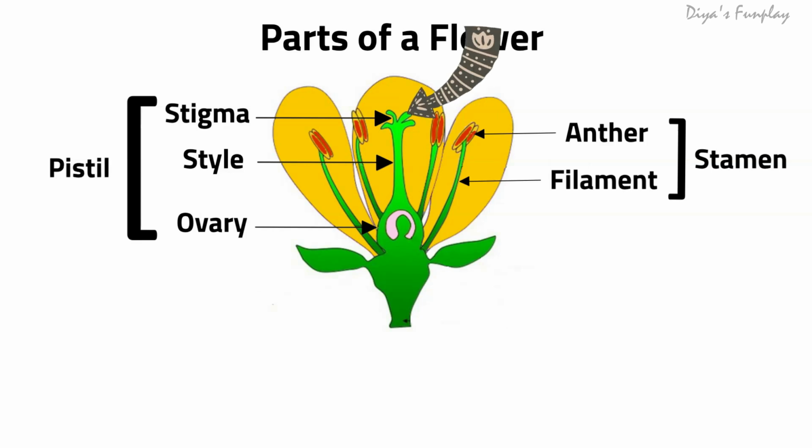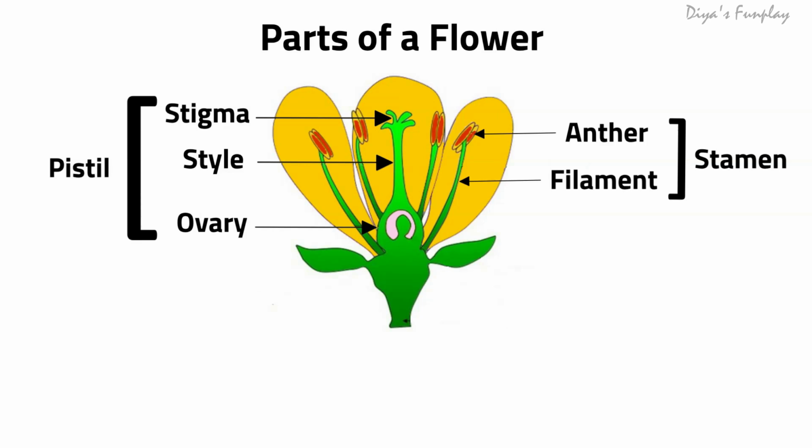Stigma is a sticky surface receptive to pollen, where the pollen germinates. The enlarged bottom portion of the pistil contains the ovary, where the ovules are produced. The narrow region in between the stigma and the ovary is called the style. The pollen is produced in the anther, and the seeds develop in the ovary. Most of the fruits that we eat are the thickened ovary walls around the seeds.